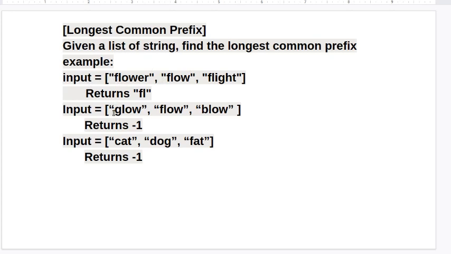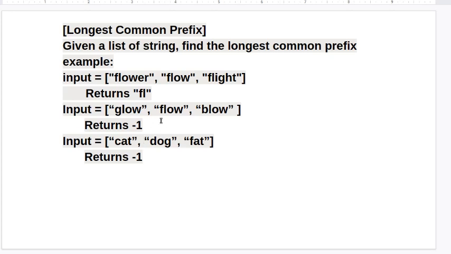So in the second example, we see glow, flow, and blow. There is nothing common here, so we just return -1. Same goes for here: cat, dog, and fat. Nothing is common here, and then we're just gonna return -1. Nothing is common in a sense, nothing is common from the prefix from left to right.